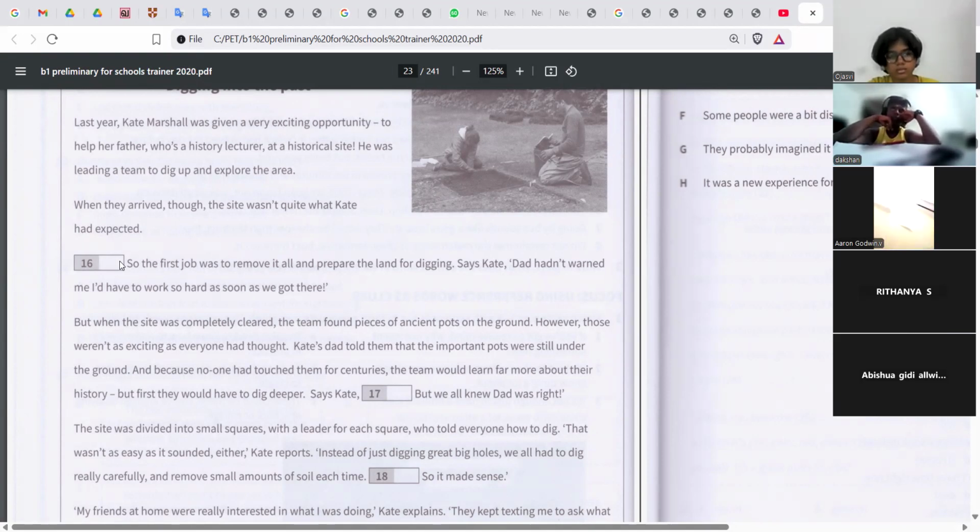But every box is important. So every box, look at that. So the first job was to remove it. So there is something coming out here. They're talking about it here.